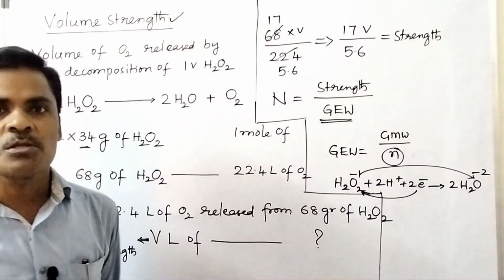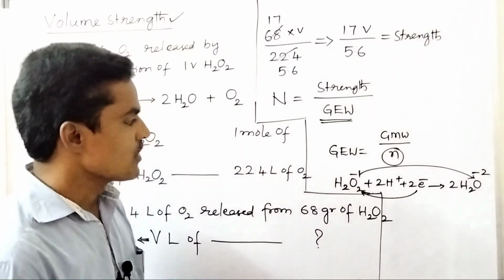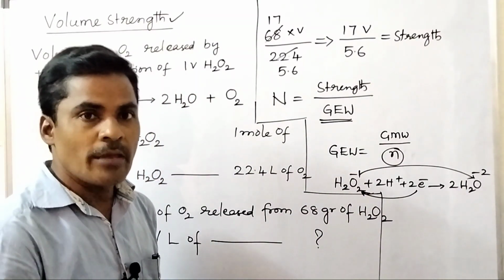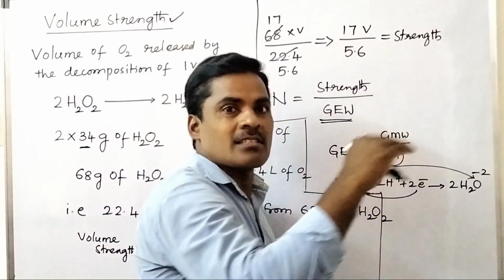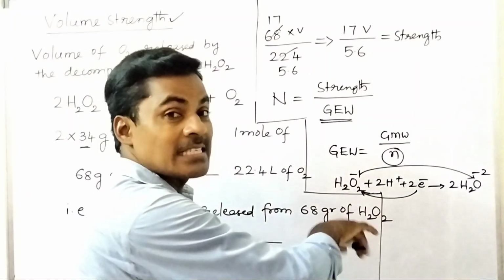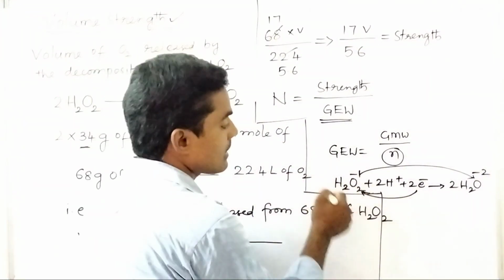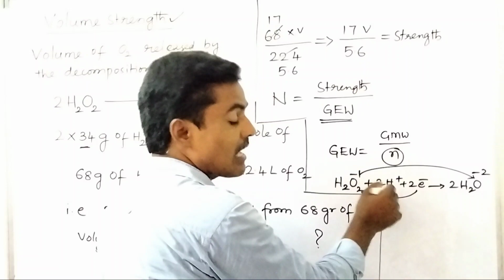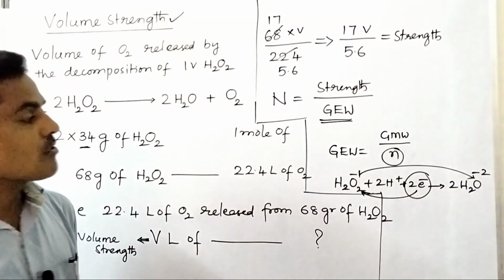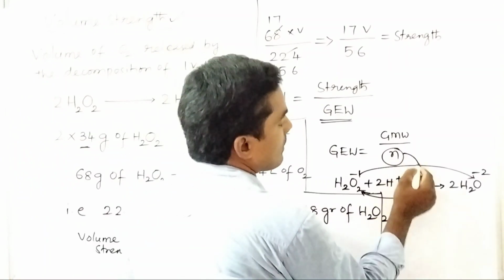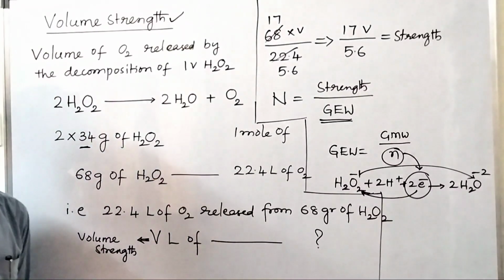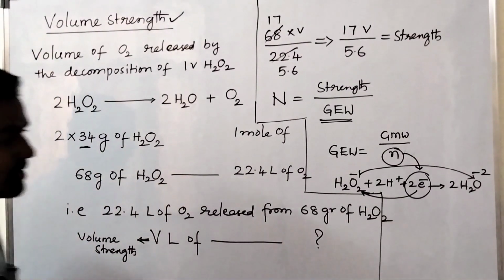Gain of electrons is also called reduction. So hydrogen peroxide itself is reduced, which means it oxidizes other species, hence it is an oxidizing agent. Hydrogen peroxide is an oxidizing agent in acidic medium. How many electrons are involved over here? 2 electrons are involved, so the N factor of hydrogen peroxide is 2. I hope you understand.